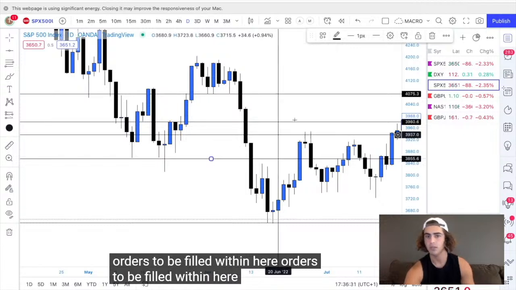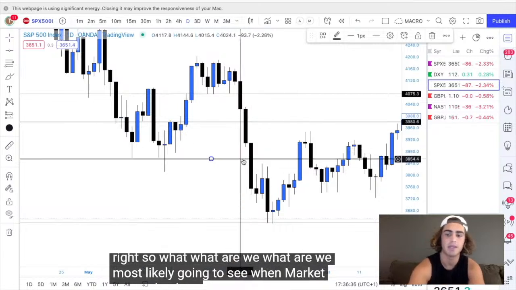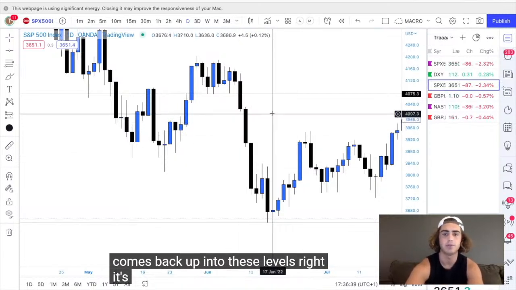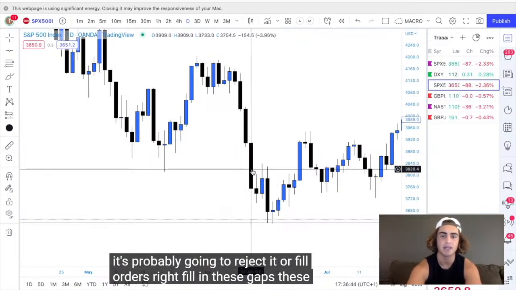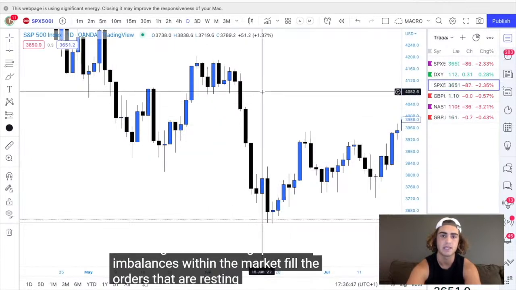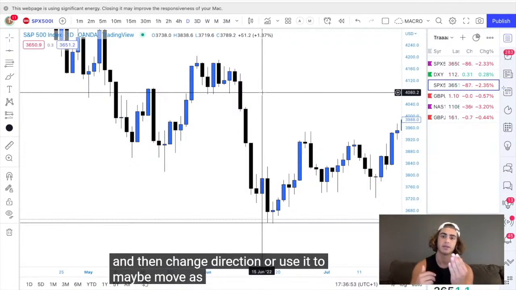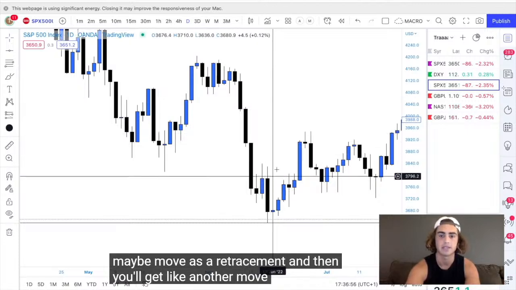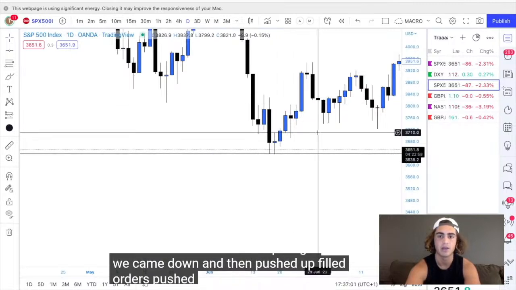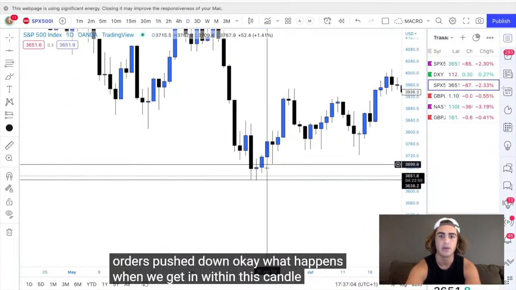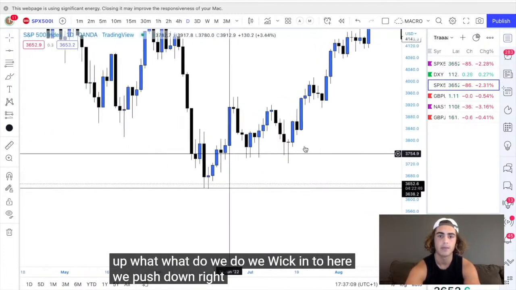So what are we most likely going to see when the market comes back up into these levels? It's probably going to reject it or fill orders. Fill in these gaps, these imbalances within the market, fill the orders that are resting here, and then change direction, or use it to maybe move as a retracement, and then you'll get another move after that. So for this one, for example, we came down and then pushed up, filled orders, pushed down. What happens when we get within this candle? Push up, we wick into here, we push down, right?